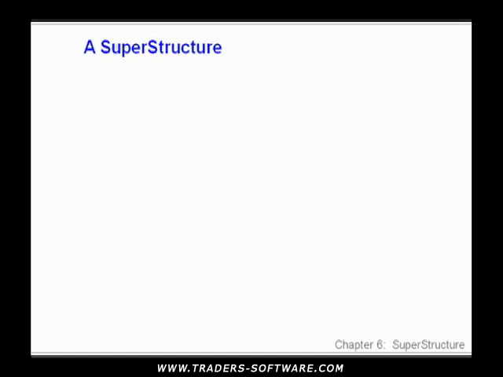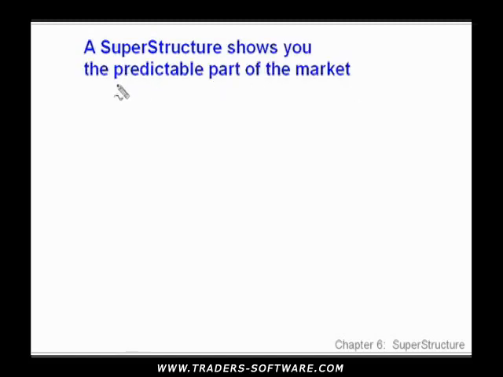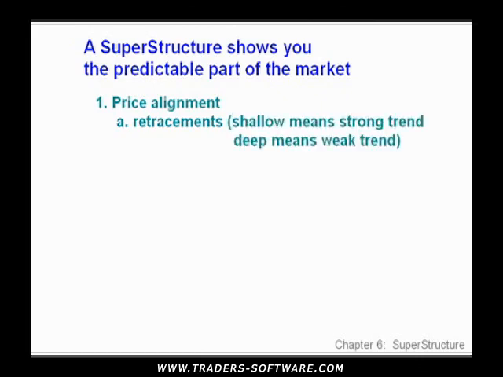A superstructure shows you the predictable part of the market. That is the goal. First, you need price alignment. You focus on the retracements. A shallow retracement means a strong trend, and a deep retracement means a weak trend. And then you watch the extensions. They have the tendency to move towards the extremes.